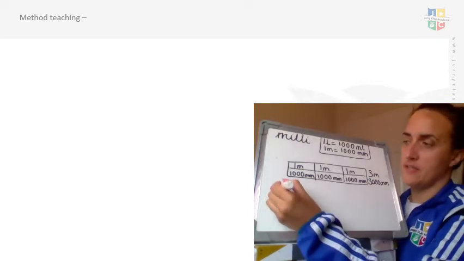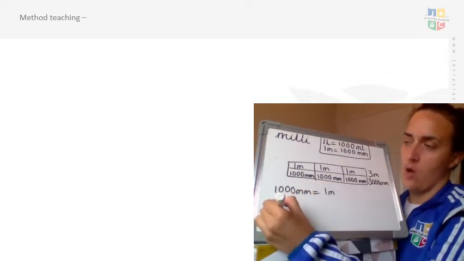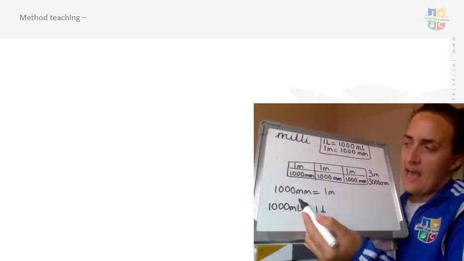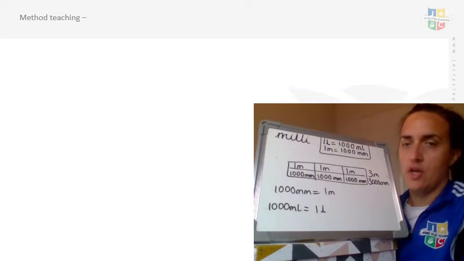So when we're converting between millimetres to metres or millilitres to litres, how am I getting from millimetres to metres? What conversion, what operation am I doing?